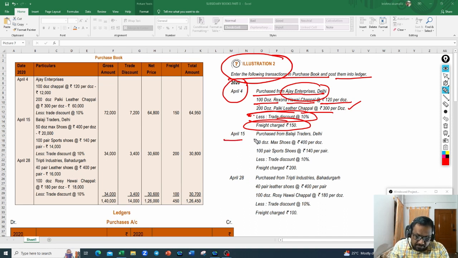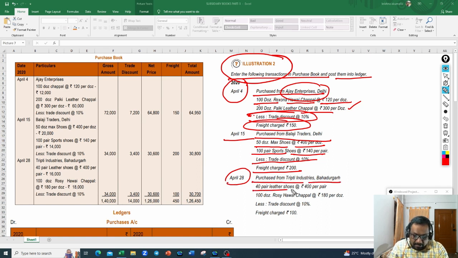Next, April 15th, purchased from Balaji Traders, Delhi, 50 dozens of Mac shoes, 400 rupees per dozen, and 100 pairs sports shoes at 140 rupees per pair. And trade discount 10% and freight charges 200. Everywhere they have given freight charges because this is a special treatment which we need to understand in this problem. Next, April 28th, purchased from Tripti Industries, 40 pair leather shoes at 400 rupees per pair, 100 dozens of Rosie Hawaii chappals at 180 rupees per dozen, less trade discount 10% and freight charges 100 rupees. So this is the problem they have given.